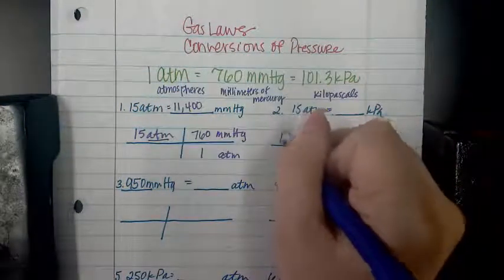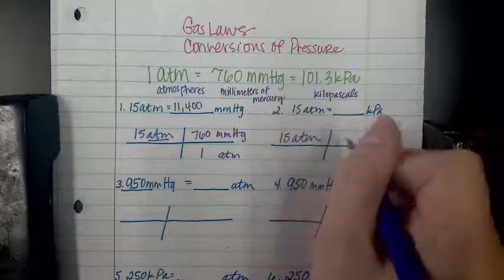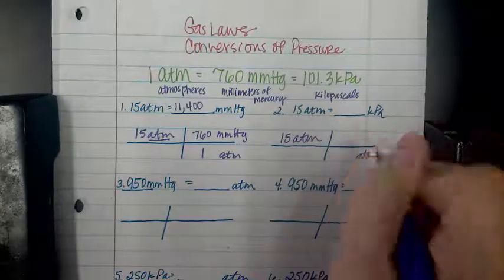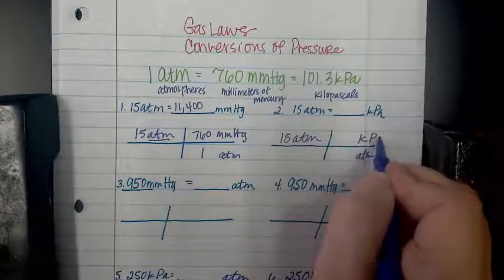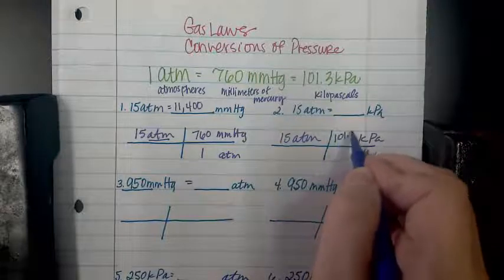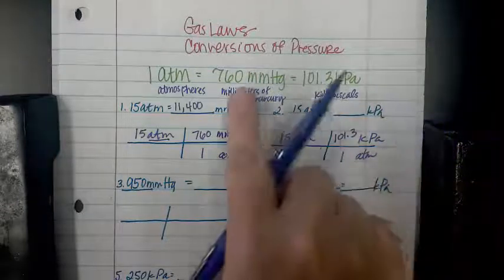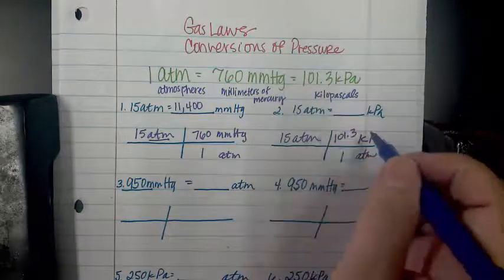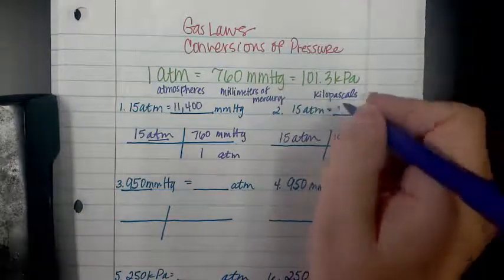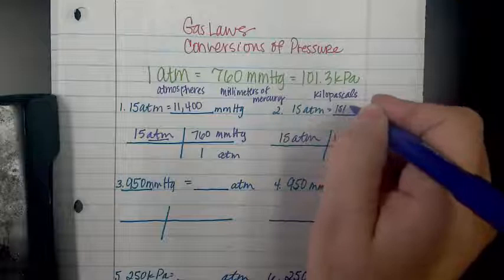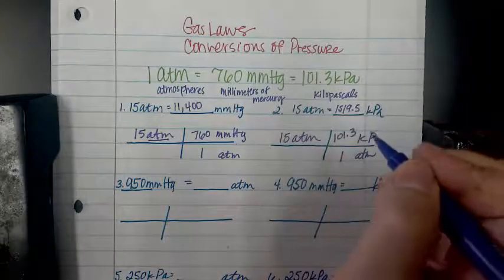Your second one, the same thing. You put your 15 atmospheres, you carry your atmospheres down, and you put your unknown, your kilopascals up here. Your kilopascals is 101.3. Your atmospheres is 1. That 101.3 came from there. Multiply across the top, divide by the bottom, and you have 1519.5 kilopascals.